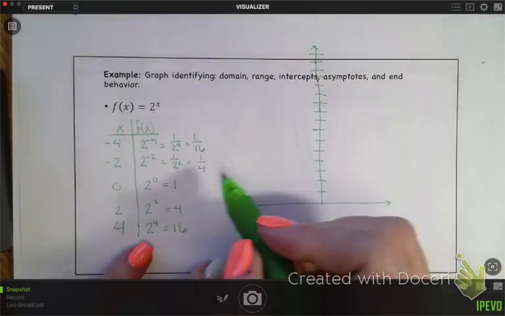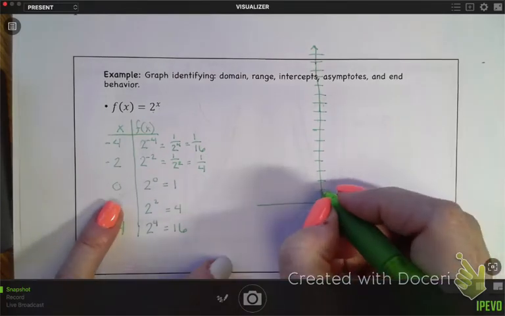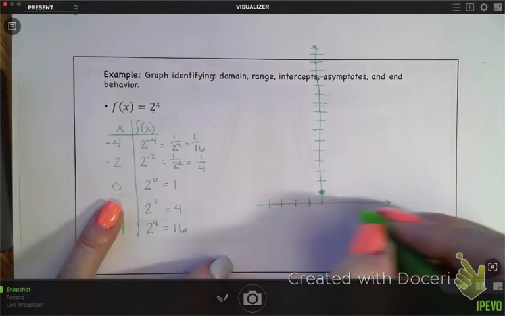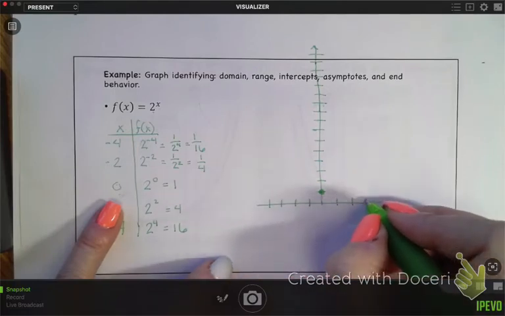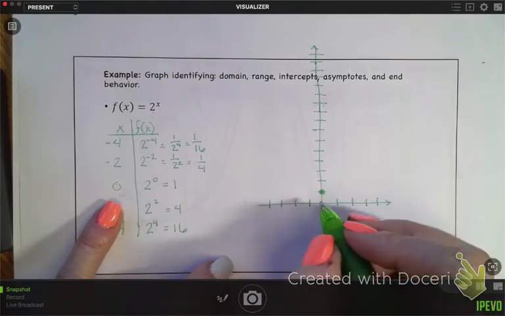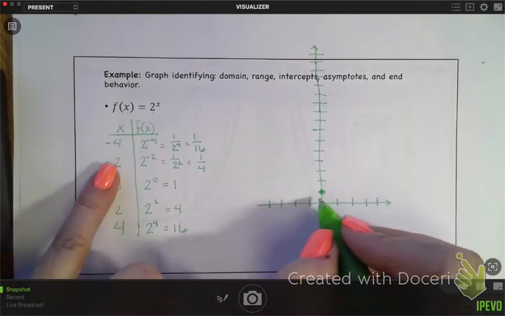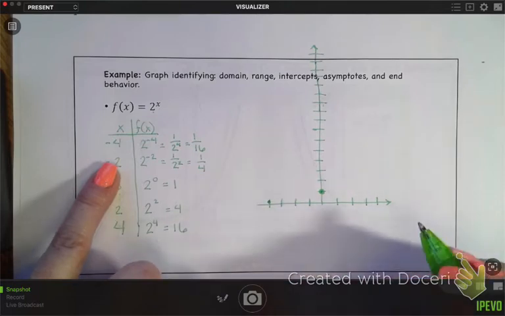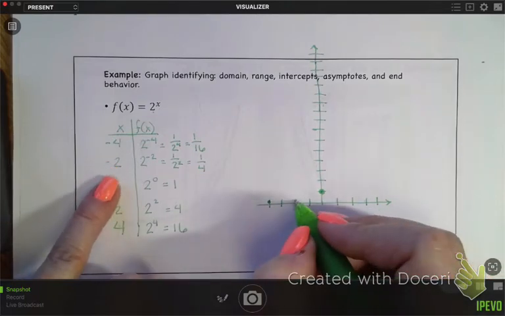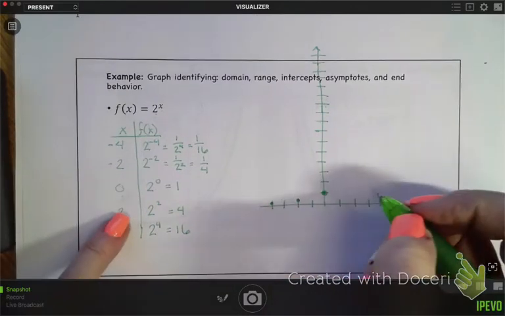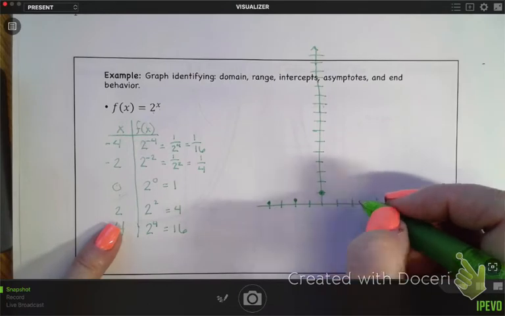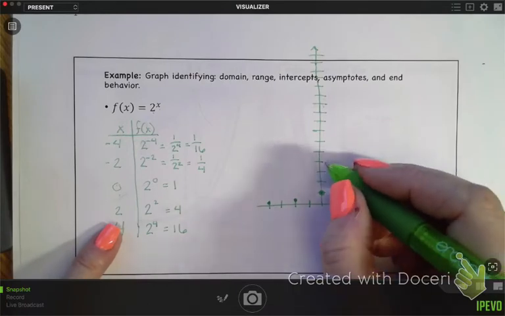Okay, so I have 0, 1. 1, 2, 3, 4. And 1, 2, 3, 4. And at negative 4, I have 1/16. So that's really down here, isn't it? Almost touching the x-axis, but not. Negative 2, I have 1/4, so it's a little bit bigger. At 0, I have 1. At 2, I have 4. So 1, 2, 3, 4, and over.